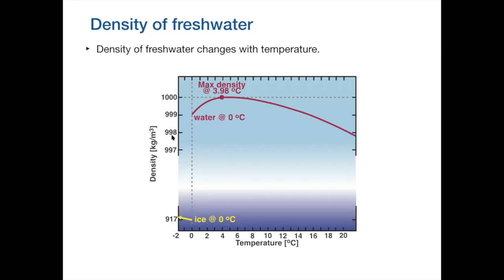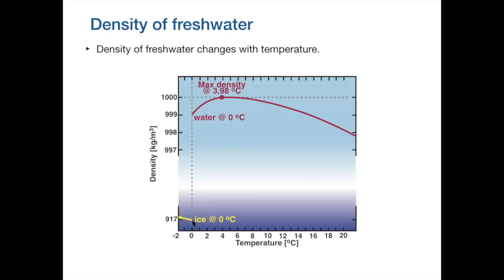The reason for this is that ice is a lot less dense than liquid water. Ice has a well-defined lattice structure to the H2O molecules, and so it has a density at 0 degrees of around 917 kilograms per cubic meter. If that ice were to melt into liquid water, still at 0 degrees, it would become a lot more dense, with a density of around 999 kilograms per cubic meter.